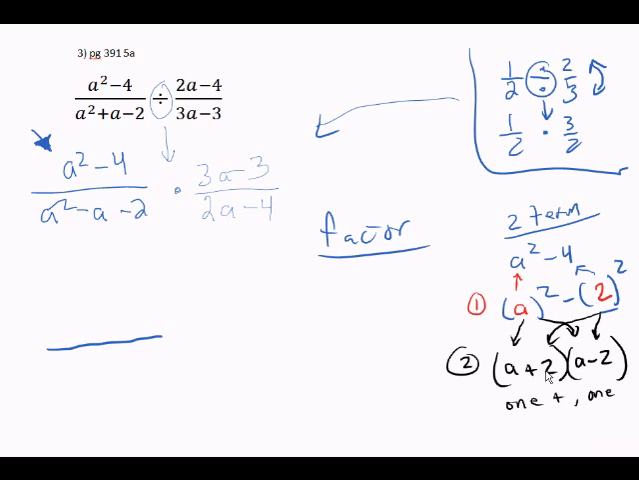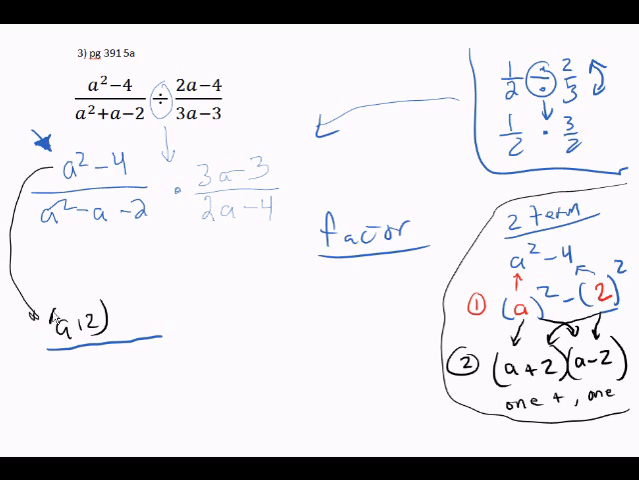And you're always going to have 1 plus and 1 minus. This is the answer, the factored form. So for this top, it factors to a plus 2 and a minus 2. Okay?